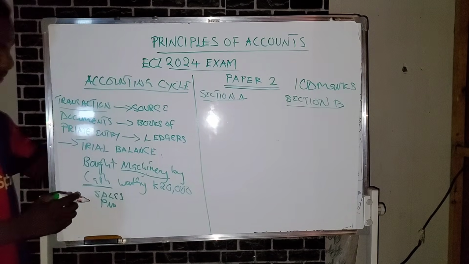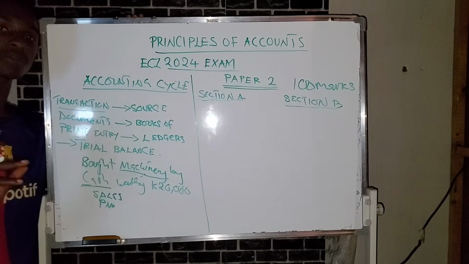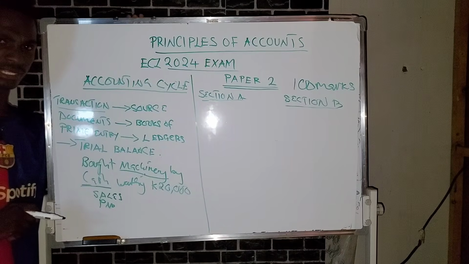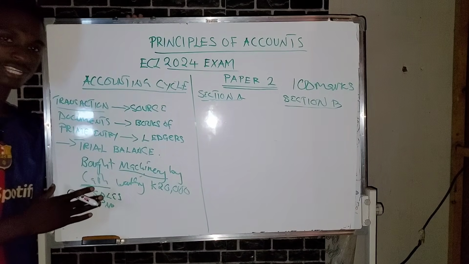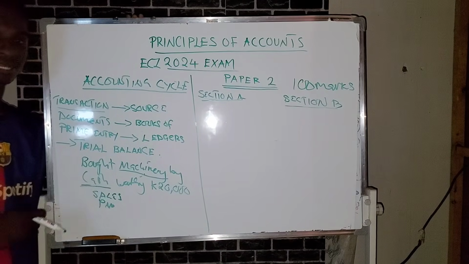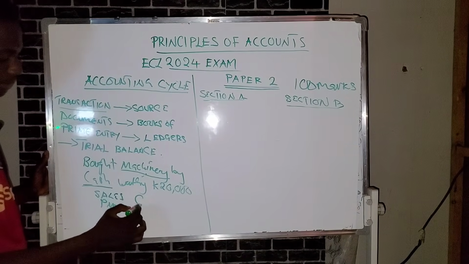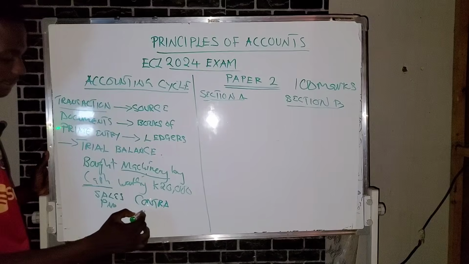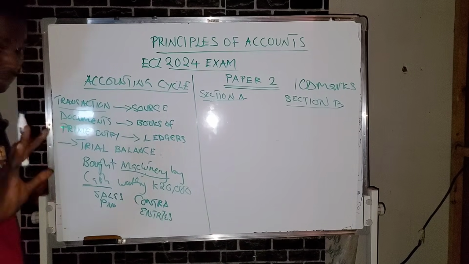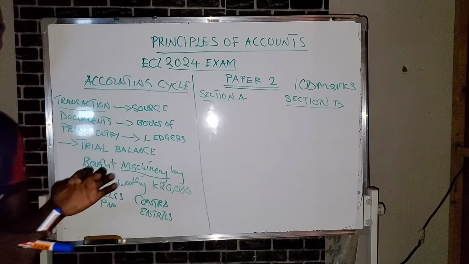Now, the cash book is the only book of original entry that is both a ledger and a book of original entry. How? Because there are some transactions whose double entry ends in the cash book, like the contra entries. Contra entries, when you deposit money into the bank. You're supposed to have two accounts.